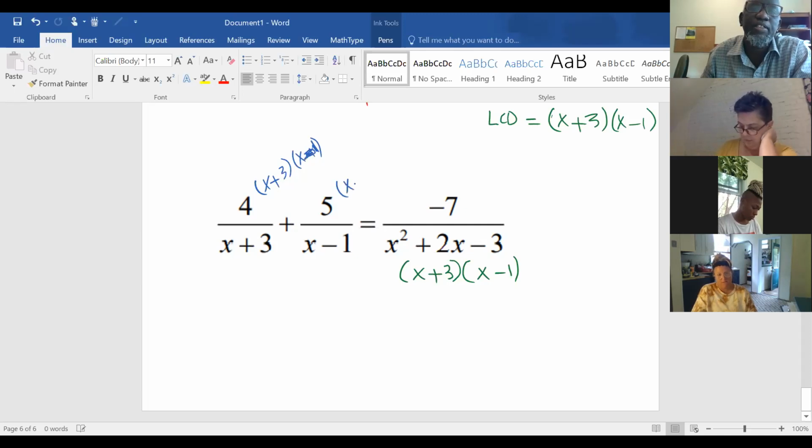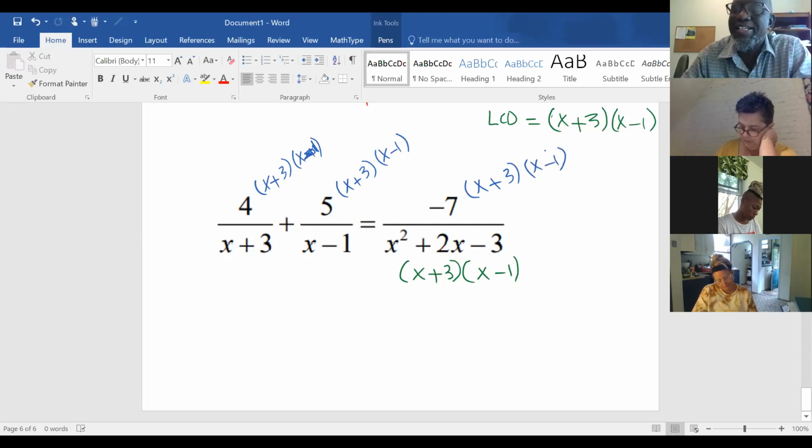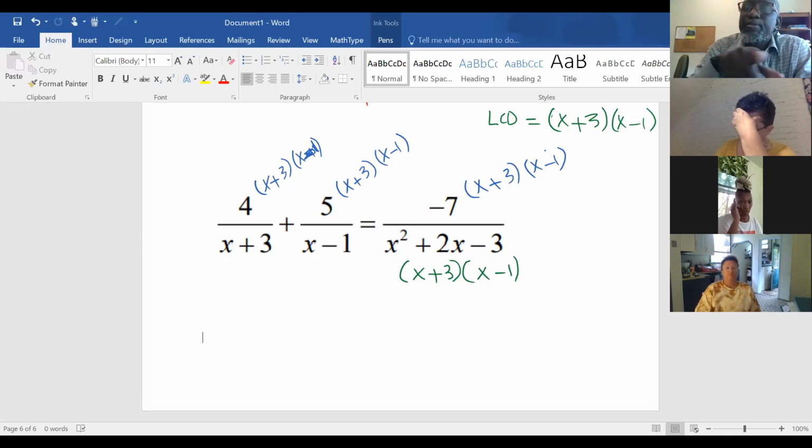x plus 3, x minus 1, x plus 3, x minus 1. Don't forget the right side. You have to do it on all the sides, right? You see that, everybody? Once you do that, it becomes simple, it becomes easy.